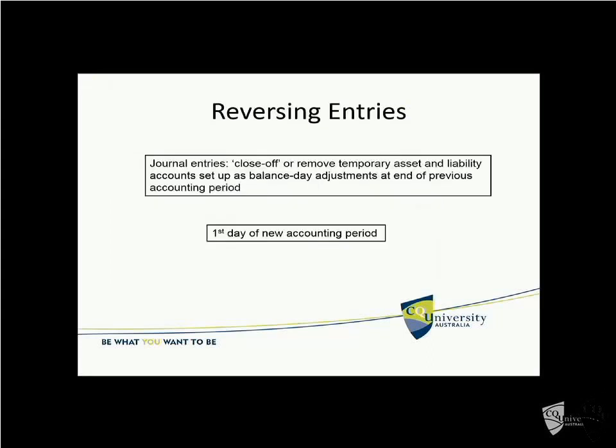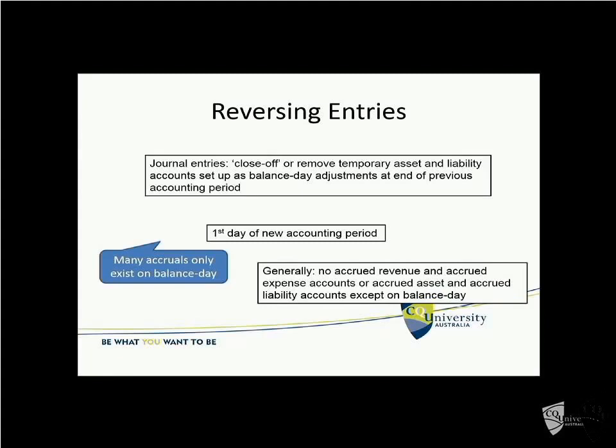That's a little bit outside the scope of what we're looking at today. So what we can see is we close off or remove all the revenue and expense amounts, but we also close off or remove temporary asset and liability accounts, many of them that we set up as balance day adjustments at the end of the previous accounting period. You'll see that previously we set up various liabilities and asset accounts on the balance date. So they're in there in our accounts when we see them on the balance date, but they weren't there the day before, and they won't be there the first day of the next period. On the first day of the new accounting period, we take them out.